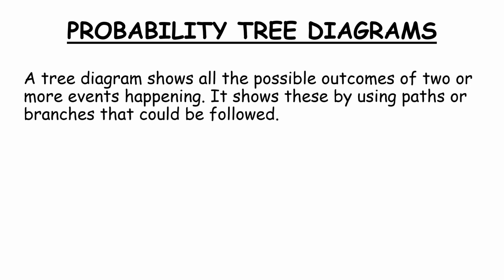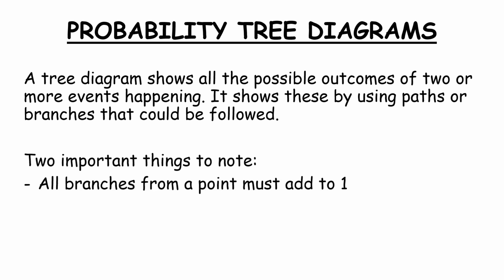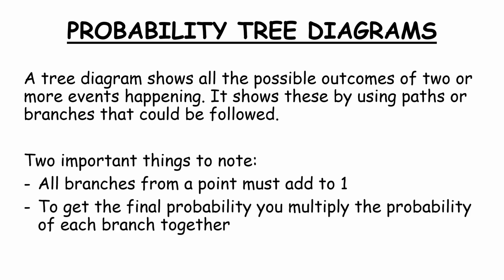Now let's look at probability tree diagrams. A probability tree diagram shows all the possible outcomes of 2 or more events happening, and it shows these by using paths or what we call branches, which we follow through. And there's 2 really important points to note when we're dealing with probability tree diagrams. The first is that all branches from a single point must add to 1. They must be exhaustive. And the second is to find the final probability, we must multiply the probability of each branch together. We're using the idea of the word and, and we'll see that as we work through an example.